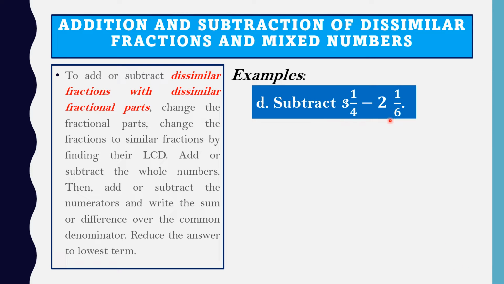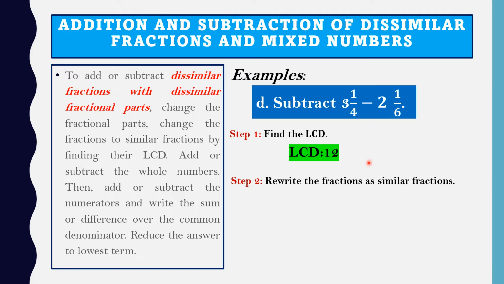Here is another example for subtracting mixed numbers. The LCD of 4 and 6 is 12 because that's the least common multiple of these two numbers. After that, we rewrite them as similar fractions. So 1/4, to make the denominator 12, we multiply by 3. So we multiply 3 also to the numerator. 1 times 3 is equal to 3.